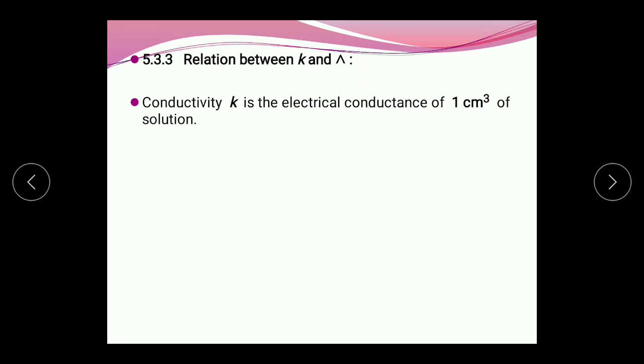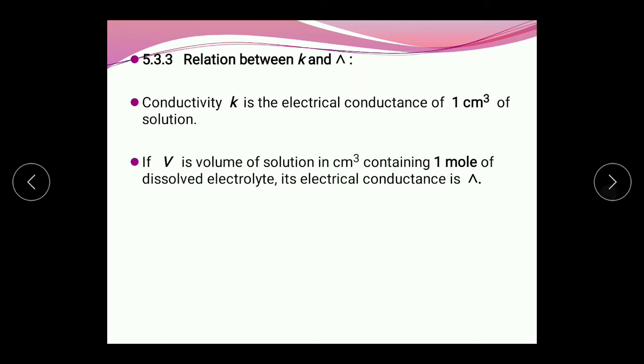Now, we will see the relation between conductivity and molar conductivity, that is K and lambda. We know what is K and we also know what is lambda. Now we will see the relationship between these two factors. Conductivity K is the electrical conductance of 1 cubic centimeter of solution. That means we take any solution and 1 cubic centimeter part of it, and how much electrical conductance it shows, that is K.